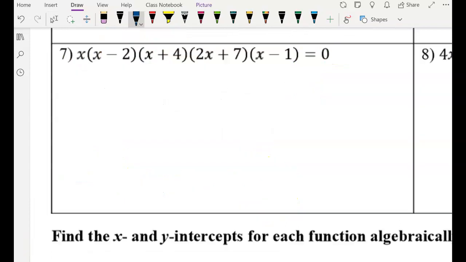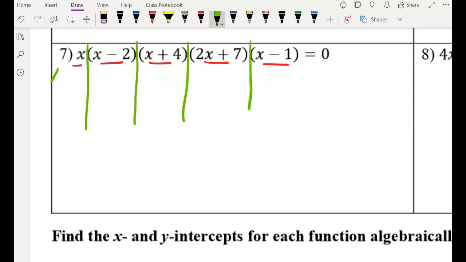Example 7 says x times the quantity of x minus 2 times the quantity of x plus 4 times the quantity of 2x plus 7 times the quantity of x minus 1 equals 0. And remember, we are still solving. So it looks like, let's see, 1 factor, 2, 3, 4, 5 factors, students, and they already factored this out for us. So yay, we don't have to really do a lot of hard work. Take each factor and just set each factor equal to 0 and solve it regularly. Yay, look at that, one answer, done.